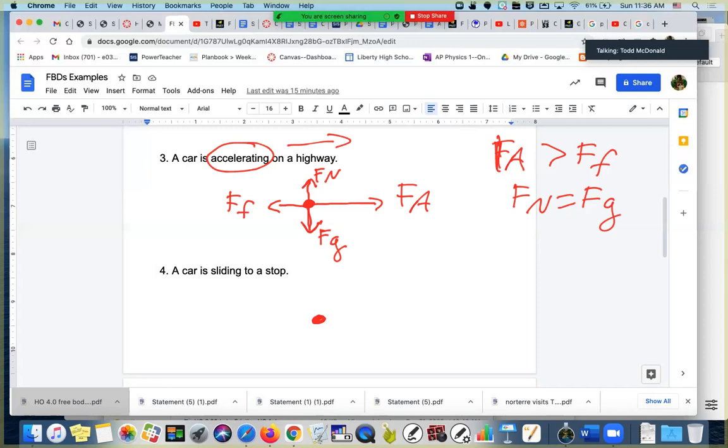Well, let's go with the easy ones. Is there a force of gravity? Absolutely. A force of gravity is downward, right? And we have a normal force of the street pushing up on it, upward. Okay. What is causing the car to stop?